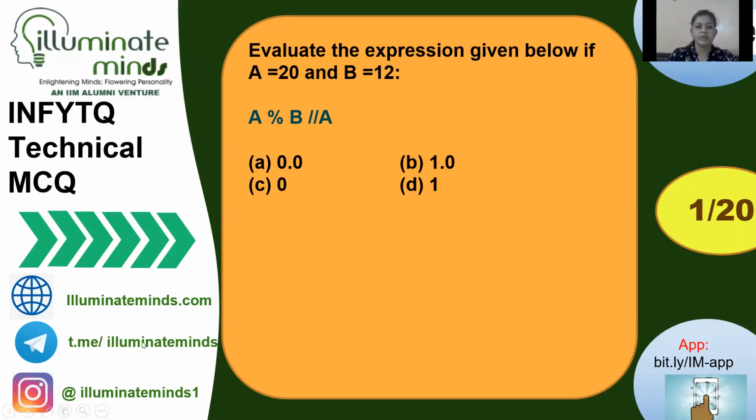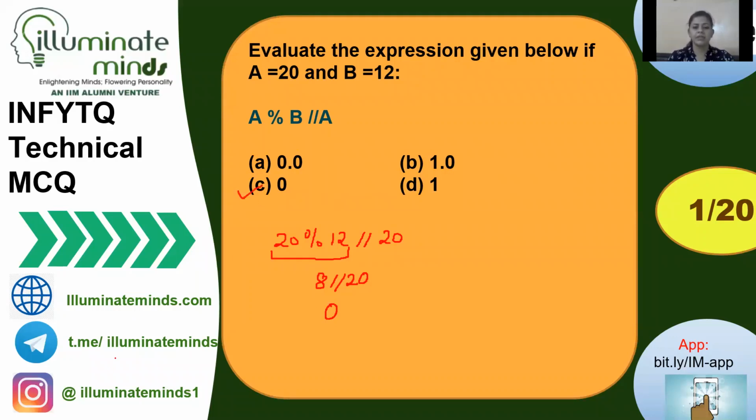This means I'll have to do 20 modulus 12. And what will be the output? Then I have to do the floor division with 20. Let's first solve this part. Modulus, as we all know, gives us the remainder. The remainder of this expression would be 8. Then we have the floor division, which gives you the nearest whole number when you perform the division. If we do 8 divided by 20, the nearest whole number is 0. Hence our answer will be 0 in this case.